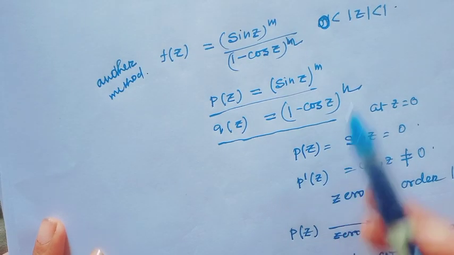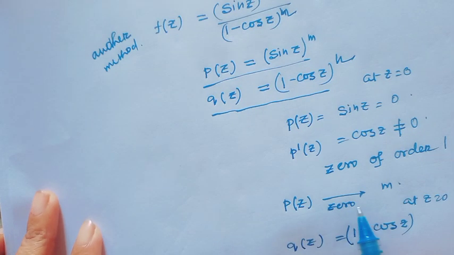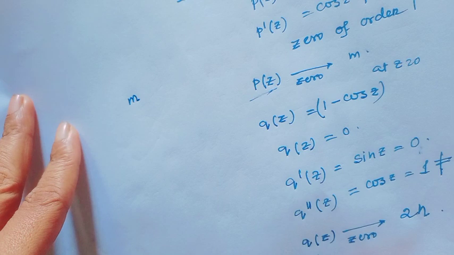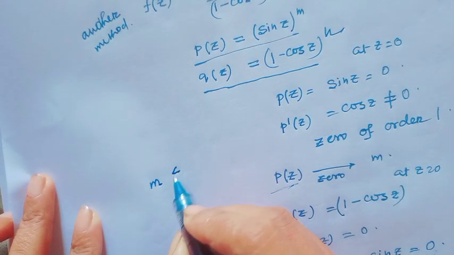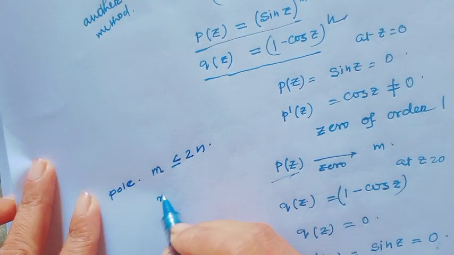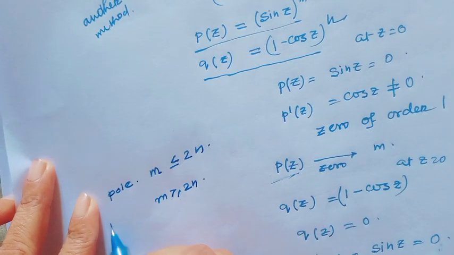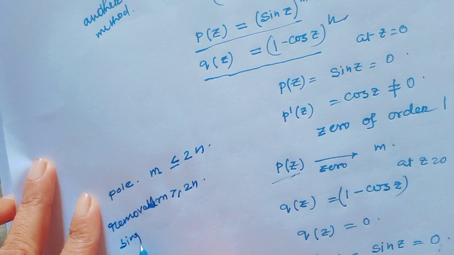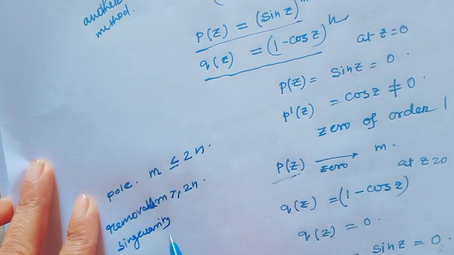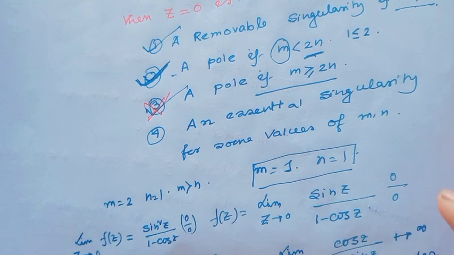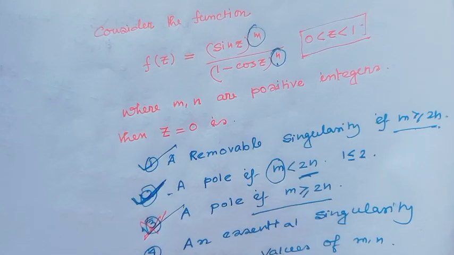Here, order of zero at z equal to 0 of p(z) is m, and order of zero of q(z) is 2n. When m less than equal to 2n, then pole, and when m greater than equal to 2n, then this is removable singularity. This is the another method, and this is the easiest method than before method. I hope all my viewers have understood this question easily.